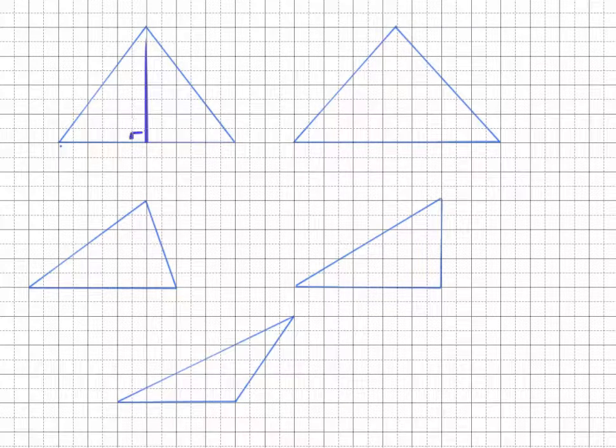Don't forget that the base must be a side from here to here. There is no need to extend or anything like this. And the height must make a right angle with the base. Maybe this side is the base and this is the height. A different one, maybe this line is the height, and this is the base.